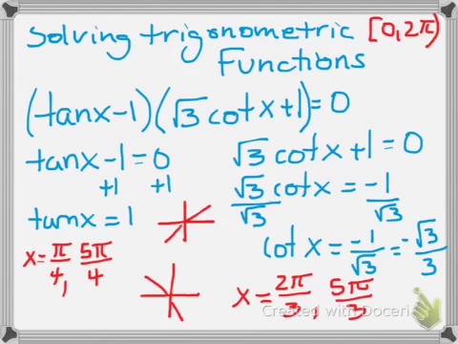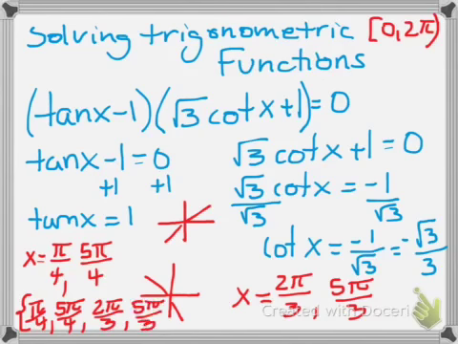So our solution set, what you have to enter in MyMathLab, is pi over 4, 5 pi over 4, 2 pi over 3, and 5 pi over 3. MyMathLab likes to go in order, from the smallest angle to the largest angle. I did not do that, but if you want to do that, it would be pi over 4, 2 pi over 3, 5 pi over 4, and 5 pi over 3, from quadrant 1 to quadrant 4.